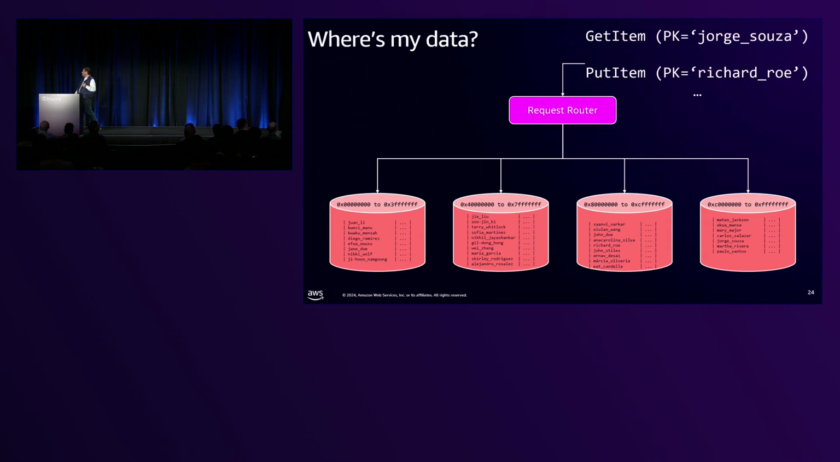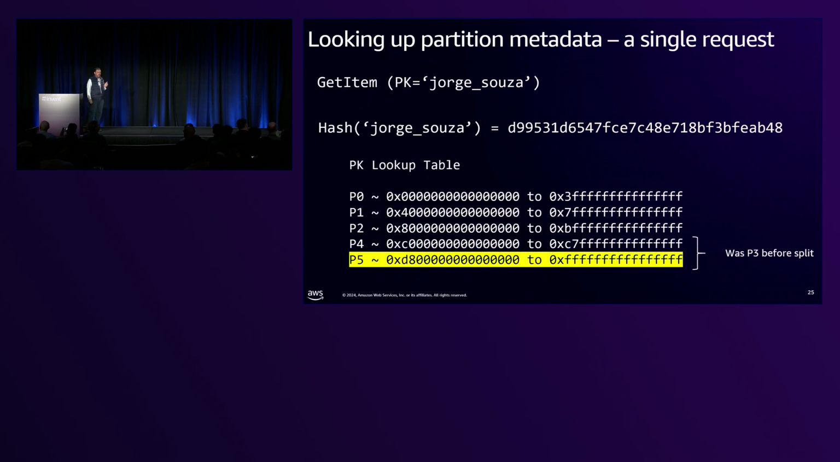So what's the first thing we do? We compute the key hash. So what is the hash of Jorge? Well, it's this big D99 whatever string. And we know that for the table, this is the login table, after the split, there's now P0, 1, 2, 4, and 5. And the number we're looking for, D99 whatever, is down here.